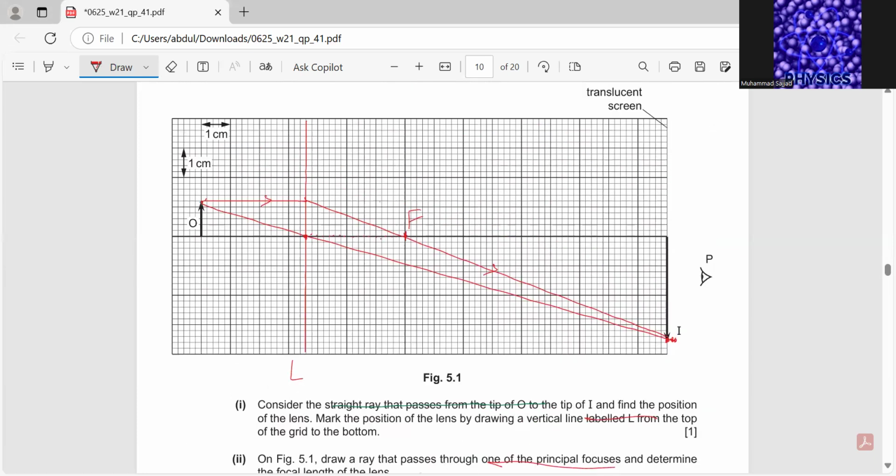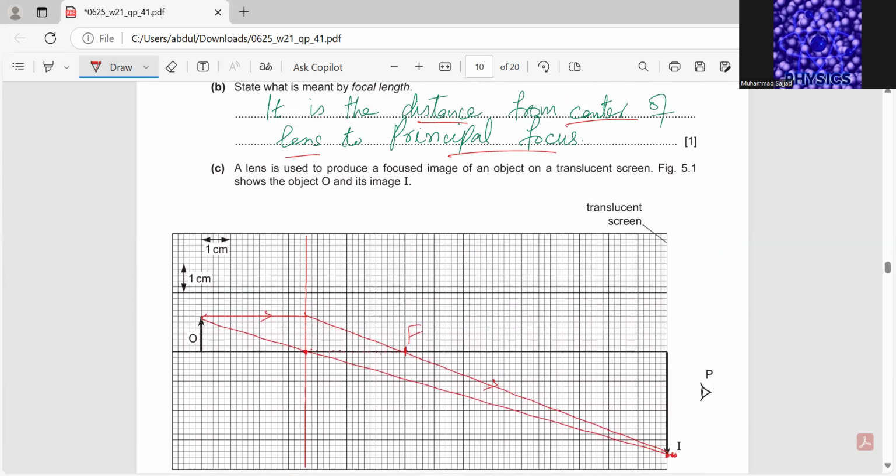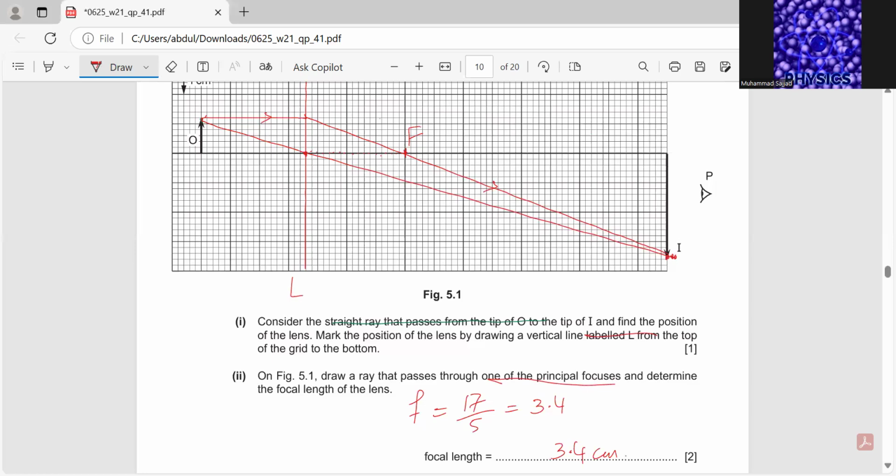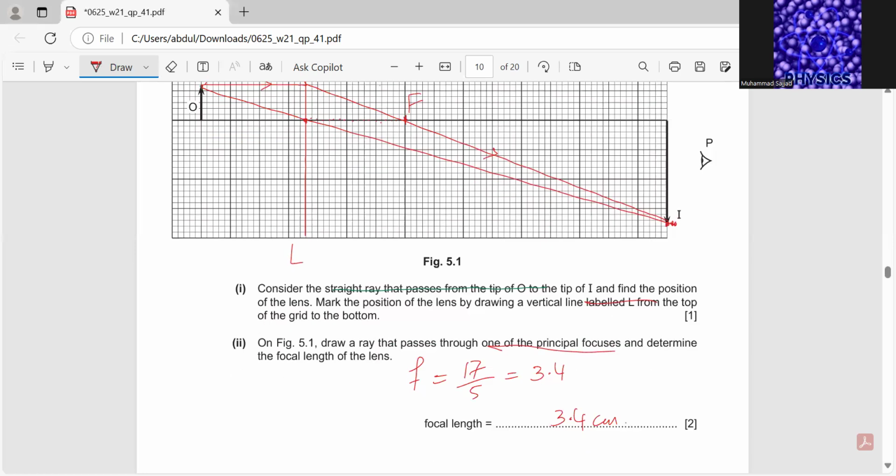By the way, why did I do it like this? Because they have given us a scale. 5 squares equal 1 centimeter. So there are 17 squares. Divided by 5, we are getting 3.4 centimeters as the focal length.